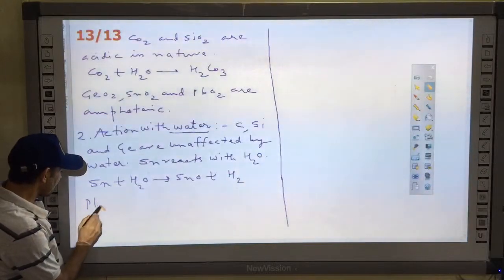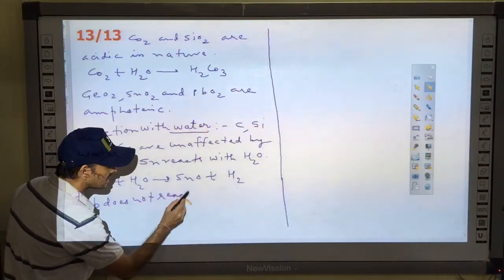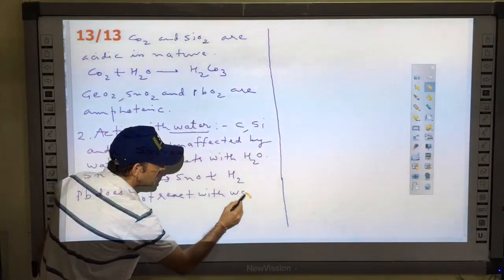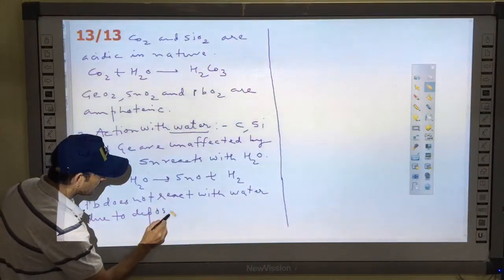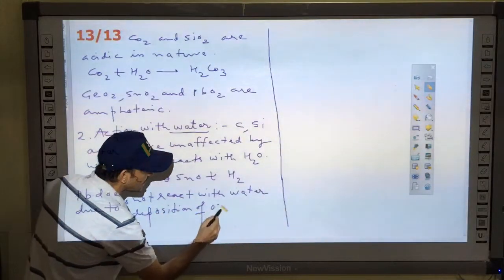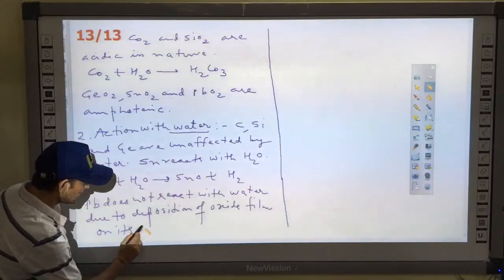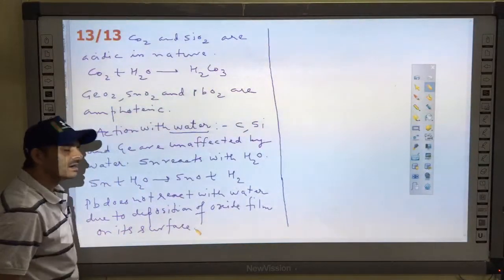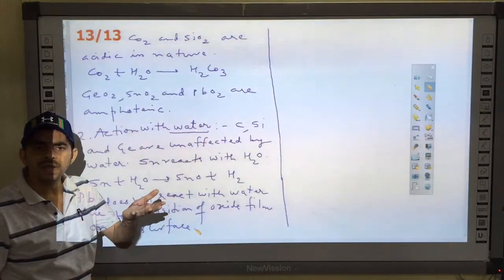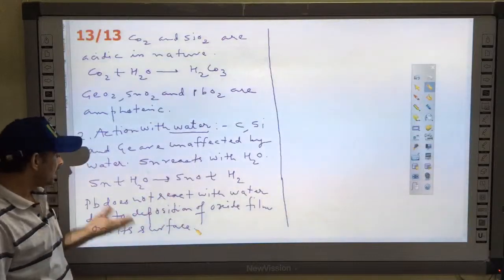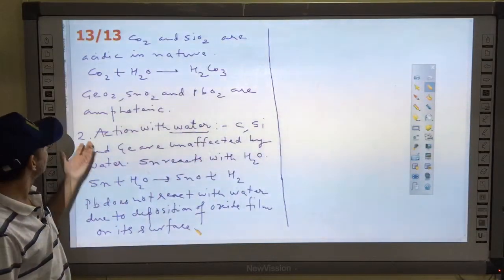Okay, lead does not react with water. Why does lead not react with water? Due to deposition of an oxide film on its surface. Lead is unaffected by water because on the surface of lead, oxide PbO or PbO2 is deposited. So lead also fails to react with water. Only one element is reacting, that is tin. Clear? This is the second property.